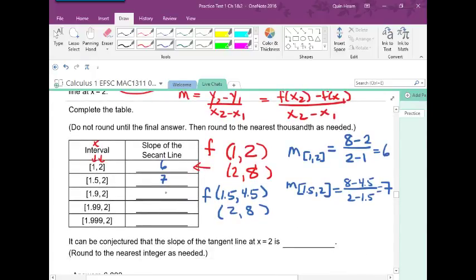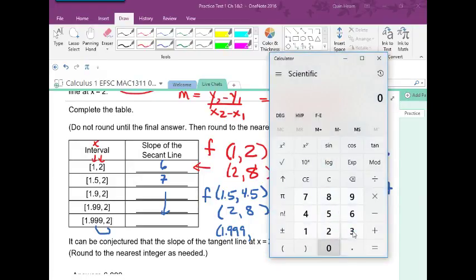Let's do one more. I'm going to skip down here. You should see that there's a pattern, because as we get closer and closer to 2, we're getting closer and closer to the slope of the tangent line. So what if we put in 1.999 to our function? What do we get? 1.999 squared times 2 equals 7.992002.